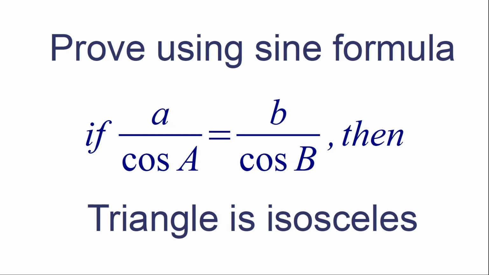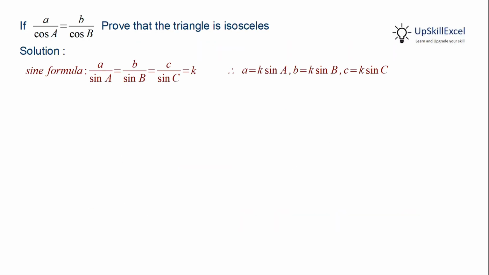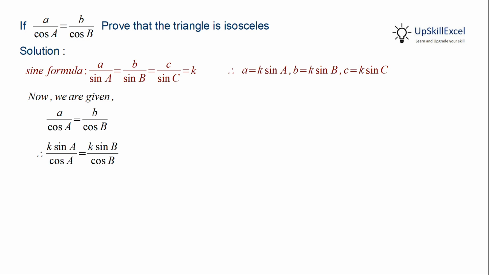If a by cos a is equal to b by cos b, prove that the triangle is isosceles. From the sine formula, we know that a is equal to k sin a and b equal to k sin b. We'll prove this using two different methods. In the first method, we'll prove that the angles are equal, and the second method will prove that the sides are equal. Now, we are given a by cos a equal to b by cos b. So, we can substitute a and b from the sine formula, then cancel out the k on both the sides and replace sin by cos by tan, giving us tan A equal to tan B. As the two tan values are equal, it implies that the angle A is equal to B. This means that the triangle is an isosceles triangle.